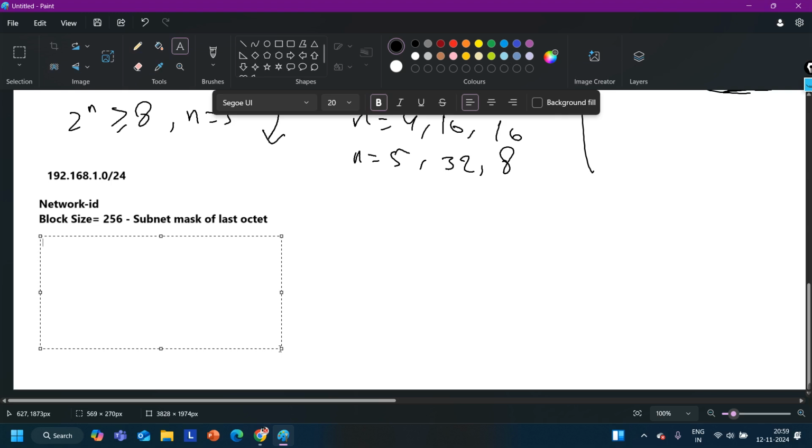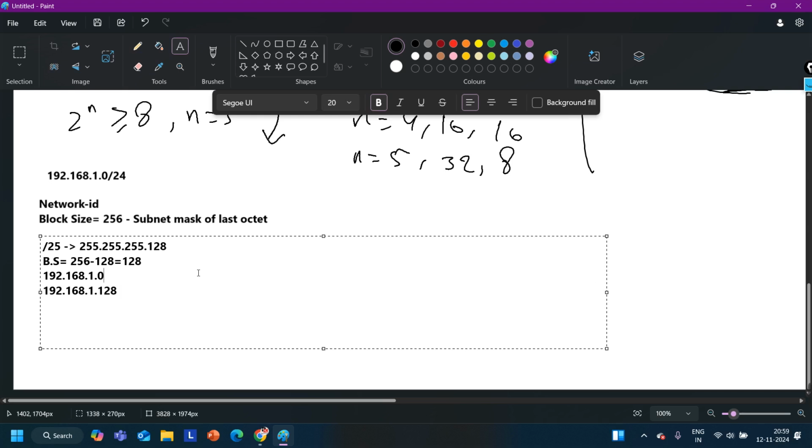I have to turn on 1 bit in the 4th octet, right? And if I turn on 1 bit, then my slash value is going to be 25, and the subnet mask is going to be 255.255.255.128. The subnet mask of the last octet is 128, so block size is going to be what? 256 minus 128, which is 128. Means my first network is 192.168.1.0 and the second network is 192.168.1.128.